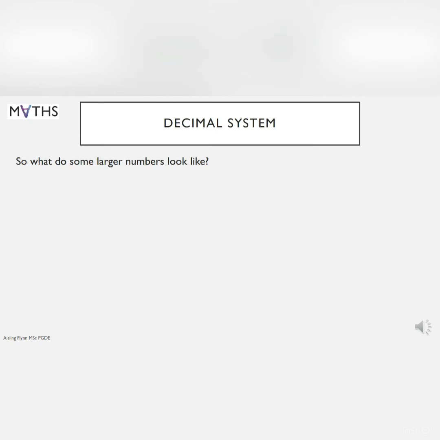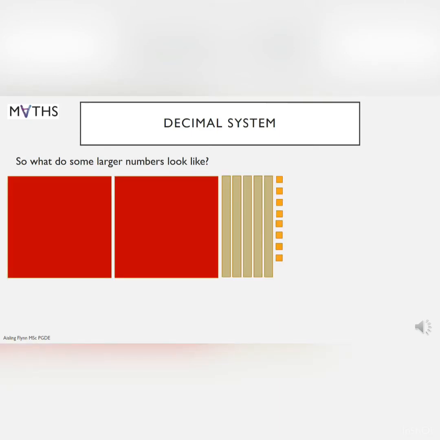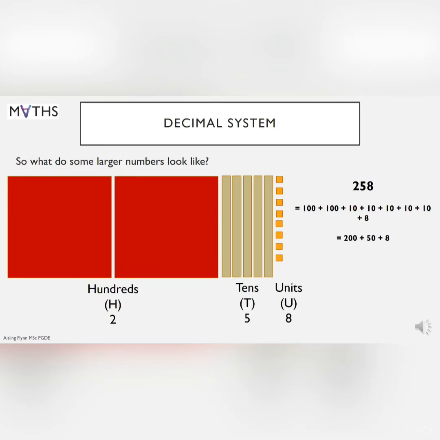So what do some larger numbers look like? Here we have 100 plus 100, which is 200, 5 tens, and 8 units, which altogether make 258.